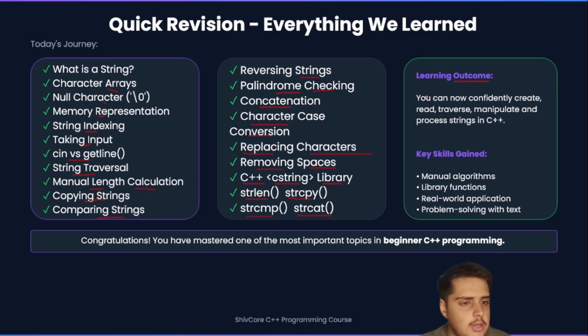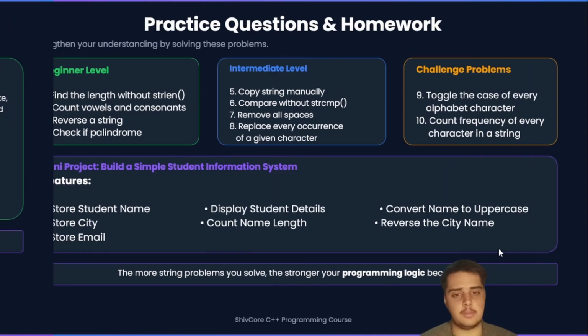So the learning outcome for you is that you can now confidently create, read, traverse, manipulate and process strings in C++. The key skills gained here are manual algorithms, library functions, real world applications and problem solving with text. Congratulations, with that you have mastered one of the most important topics in beginner C++ programming.